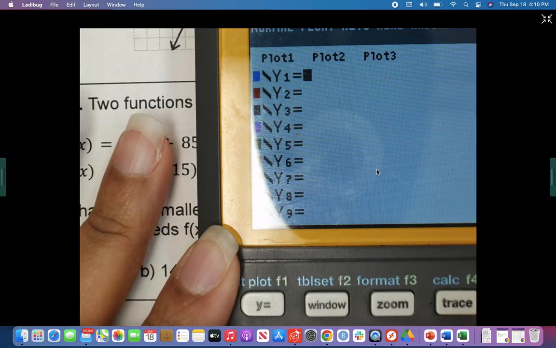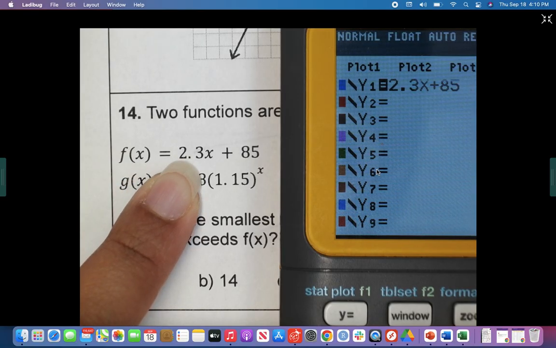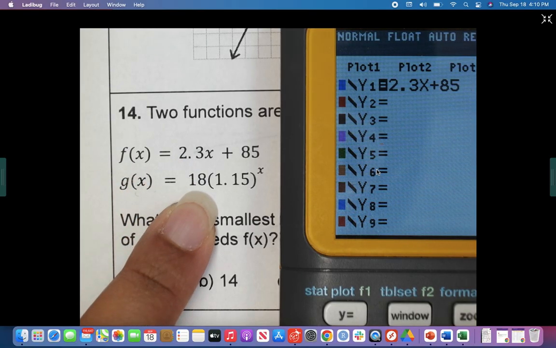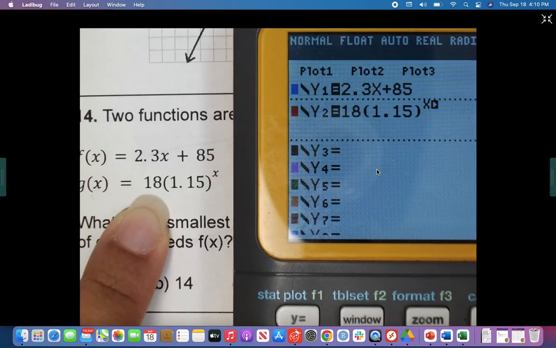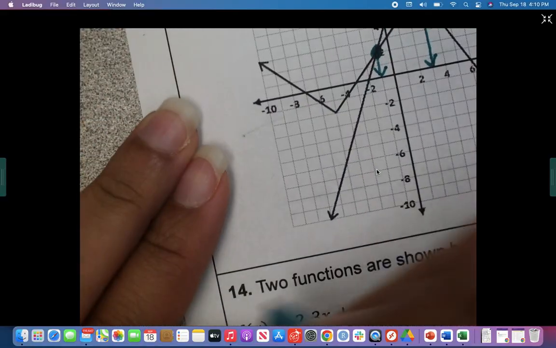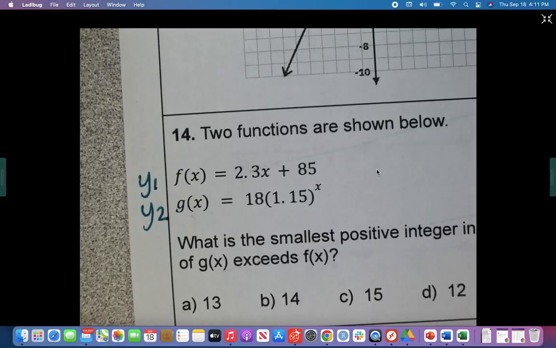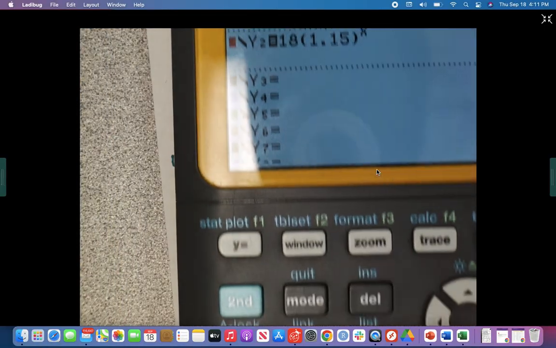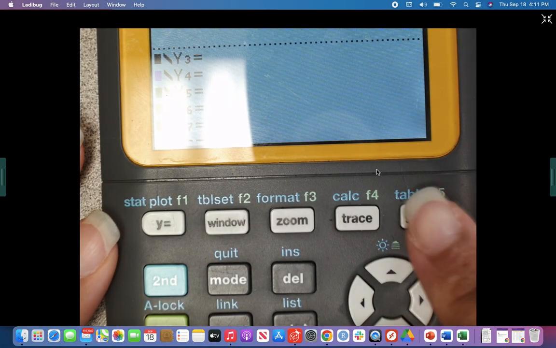All right, so in y1, I'm going to put what f of x is. So 2.3x plus 85. And then in y2, I'm going to put g. So 18 times 1.15 to the x. All right, so I put f in y1, I put g in y2. So that's y1, that's y2. All right, second graph to go to the table. So blue button and then graph because I want to go to the table.